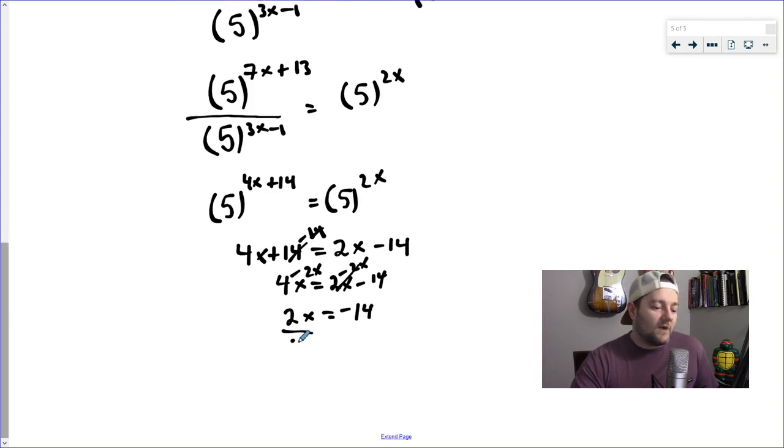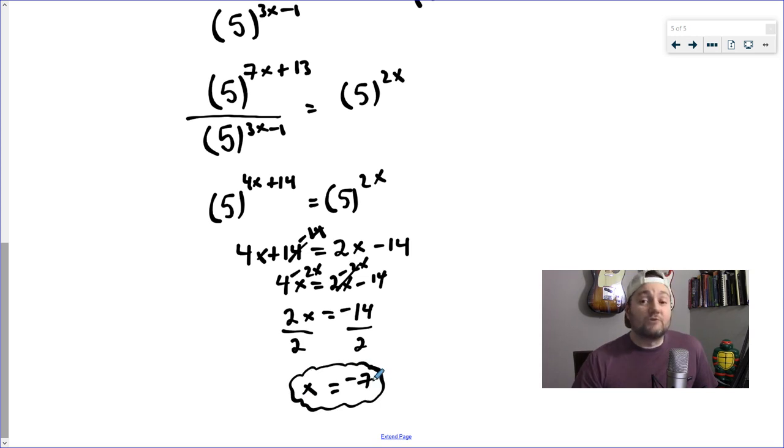And then, of course, we divide by 2, and I get x equals negative 7. And there it is. If I was on a test and I got negative 7, I would be jumping out of my shoes that, wow, it's a good number. So definitely want to check that one if you have a chance.